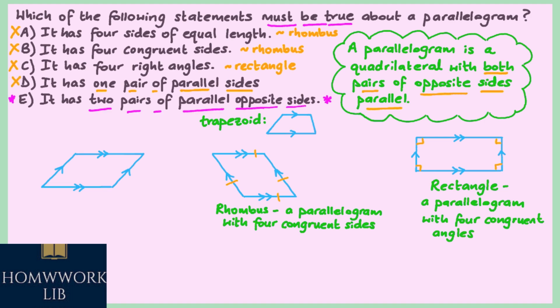Because of the fact that this statement may be confused with the property of having just 1 pair of parallel sides, and the fact that we have this much better and more useful statement below, that a parallelogram must have 2 pairs of parallel sides, then we can eliminate option D. Therefore, the statement that must be true about a parallelogram is that given in option E. It has 2 pairs of parallel opposite sides.